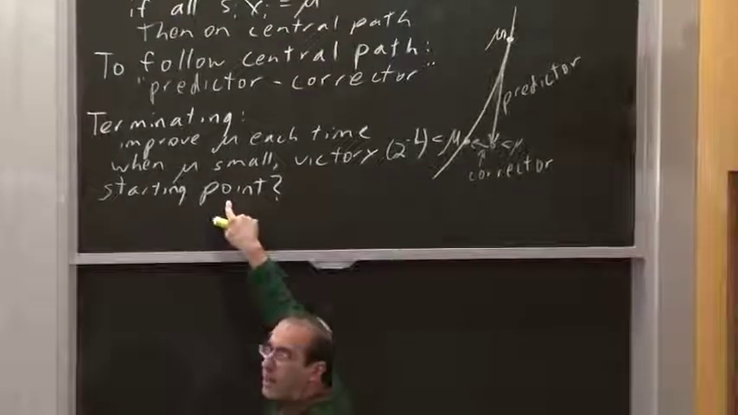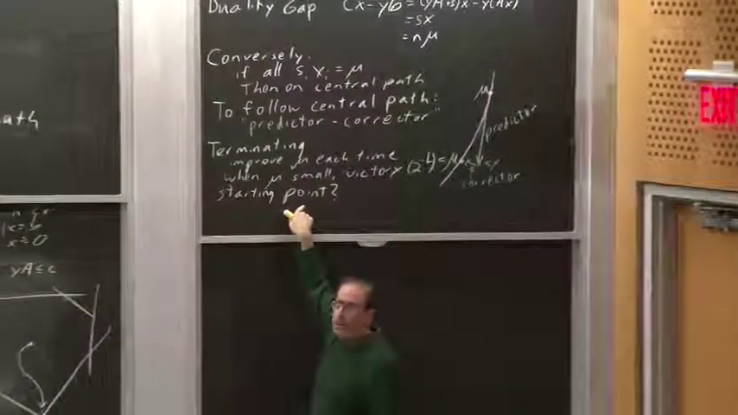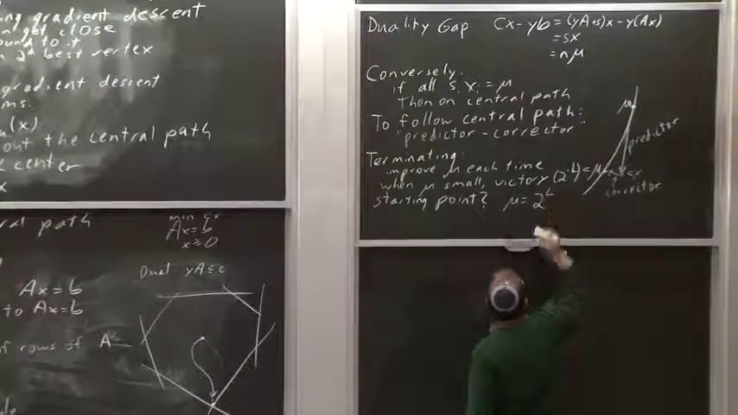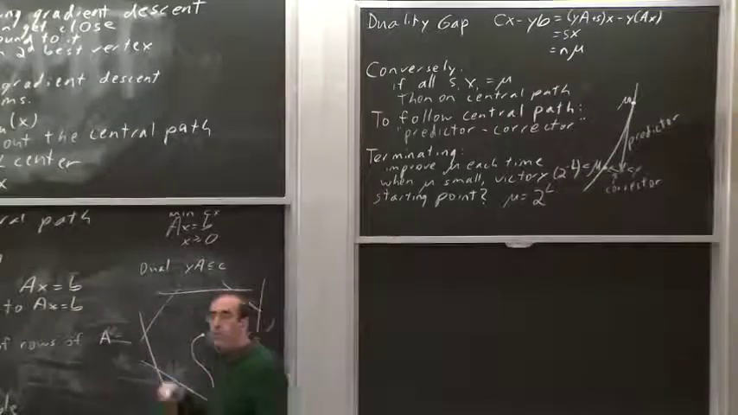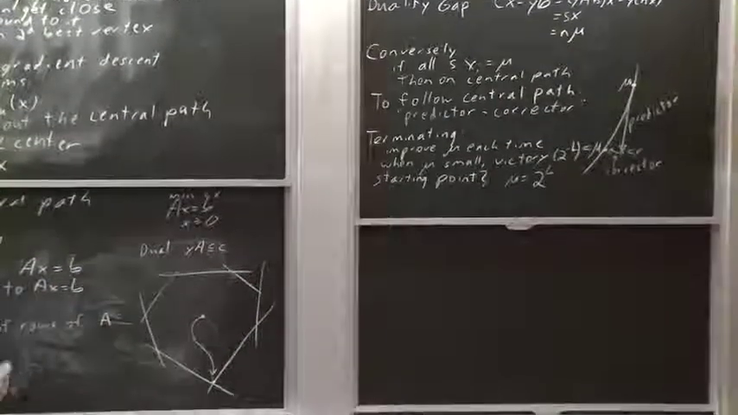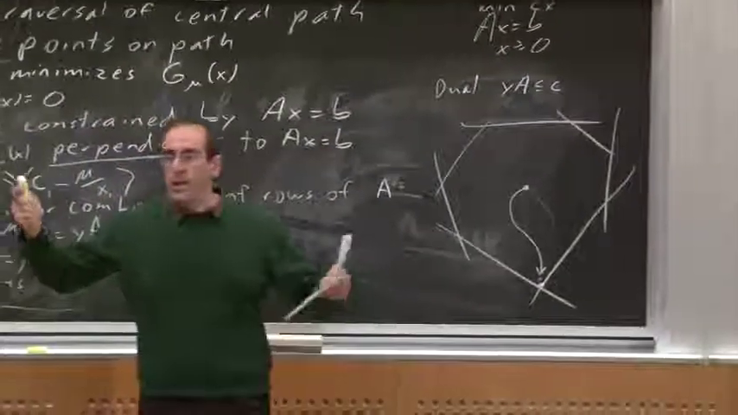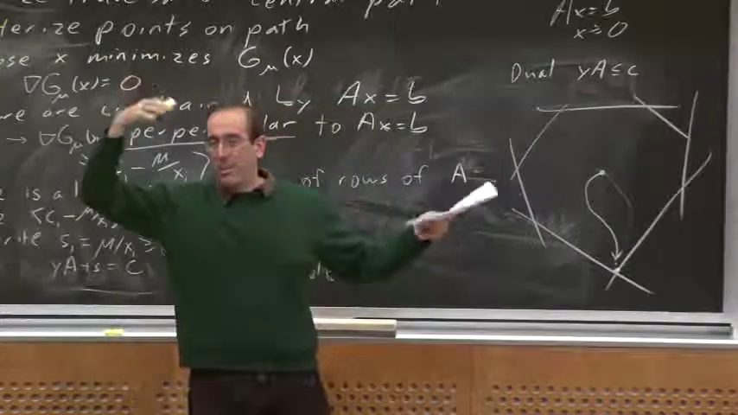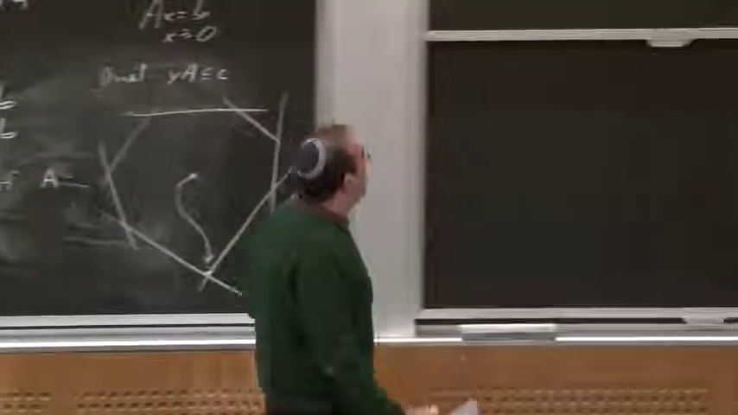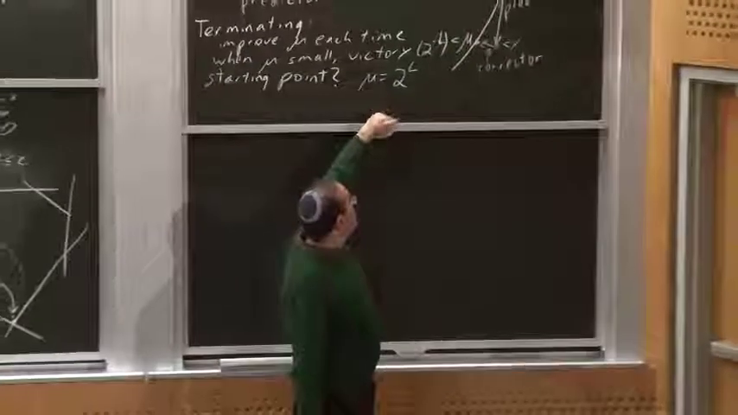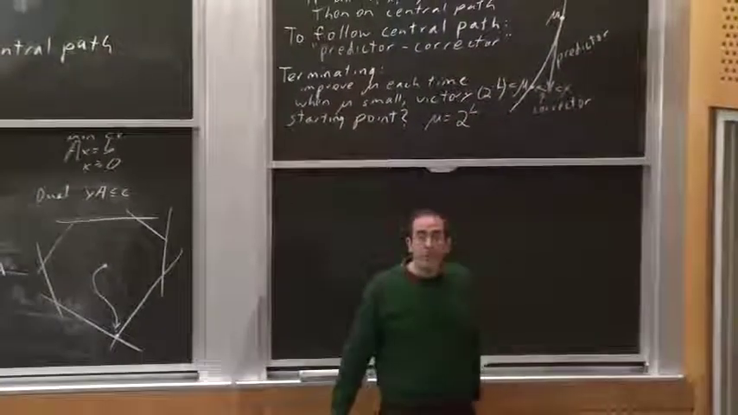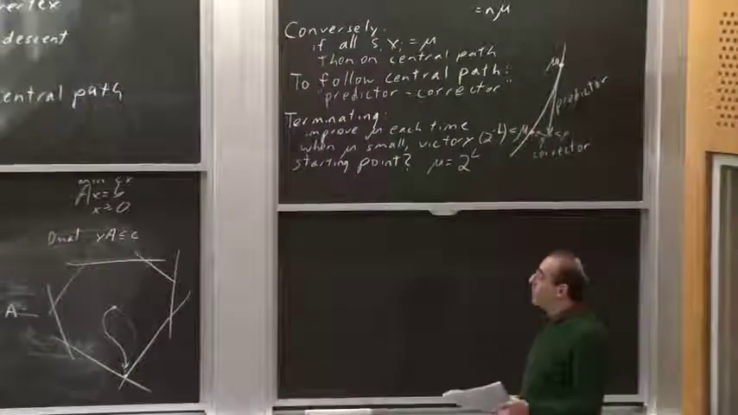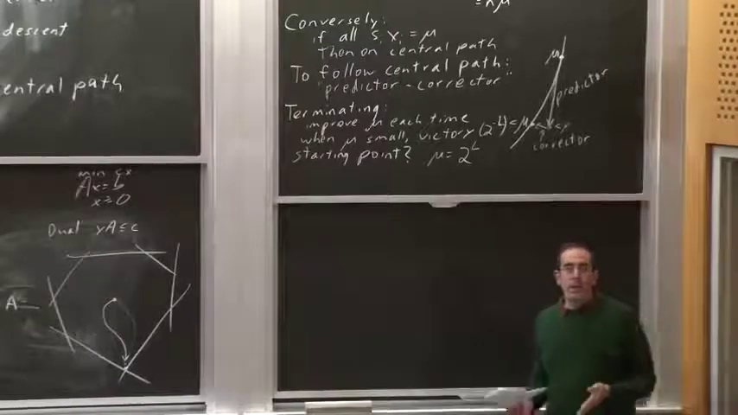So you can use this trick again, just like the trick we used for simplex. And relying on some of the same ideas as for ellipsoid, you can arrange a starting point with mu equal to 2 to the L or so. It's a huge duality gap, right? It's bigger than any possible value of the primal and dual solutions. But you can find that, and you then proceed from mu equals 2 to the L down to mu equals 2 to the minus L. So in order to understand how long this takes us, we have to ask what sort of improvement we can achieve in mu in each of our steps.